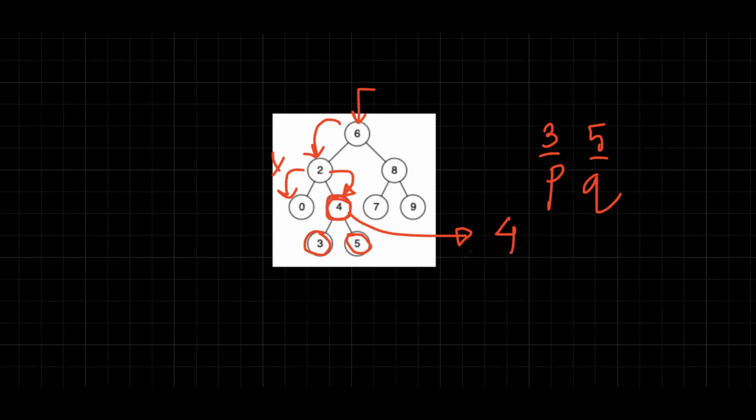And this is how we're going to solve this problem by utilizing the property of a binary search tree. I hope you understood the algorithm. Now let's move on to the code.